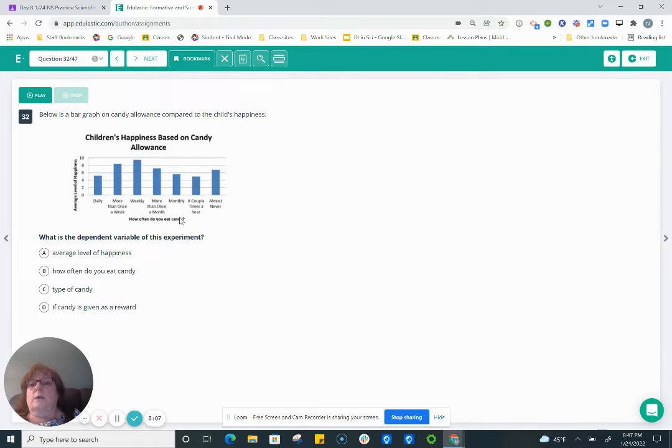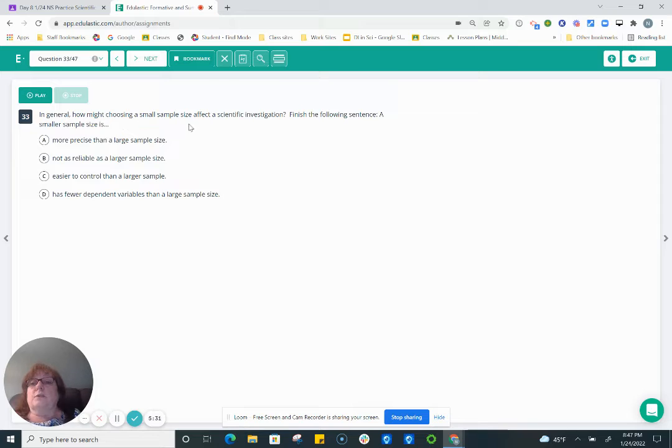How often do you eat candy? Average of happiness. So they're trying to figure out if candy affects a child's happiness. So the happiness they're trying to prove depends on candy. So the average level of happiness is the dependent variable.